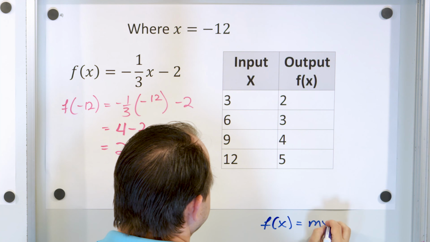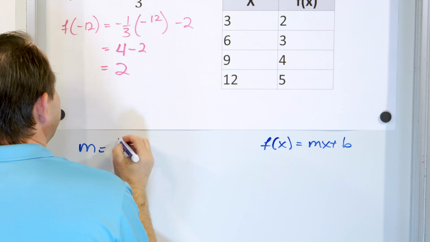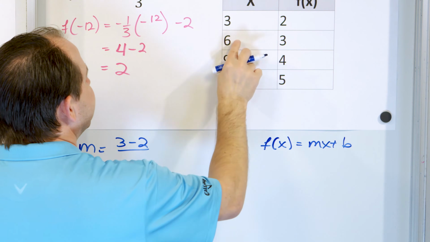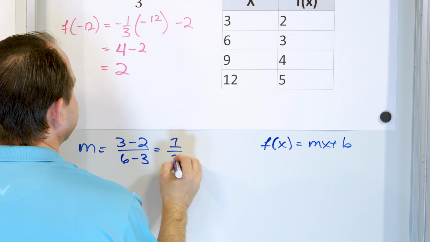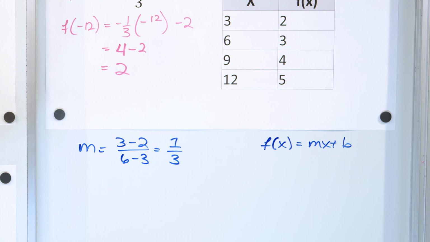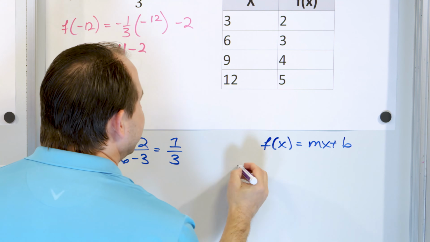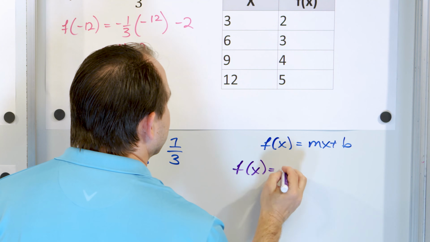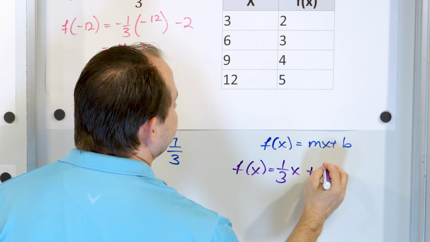that it's mx plus b. We know we can find the slope. 3 minus 2 on the output and 6 minus 3 on the input. We get a 1 on the top and a 3 on the bottom. So the slope is actually 1/3. Now what we do is we stick that slope in here and we say that the function is m, which is 1/3 x plus b.